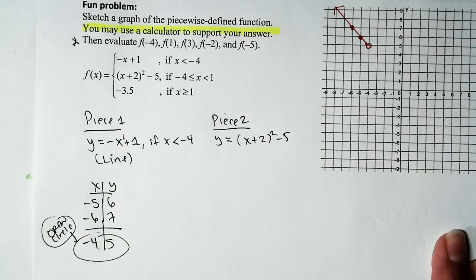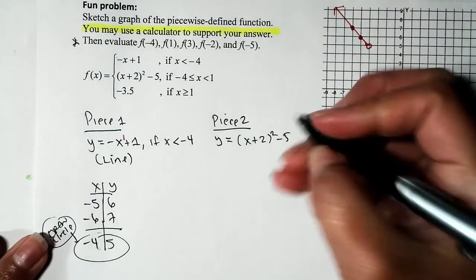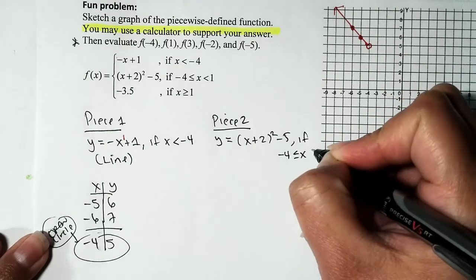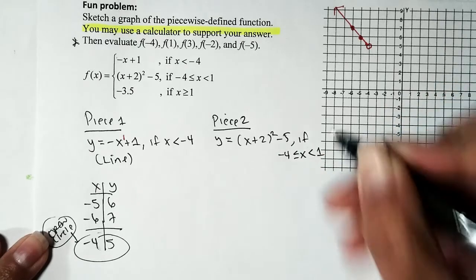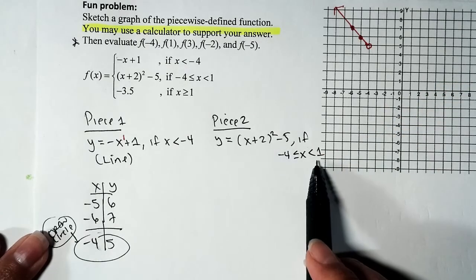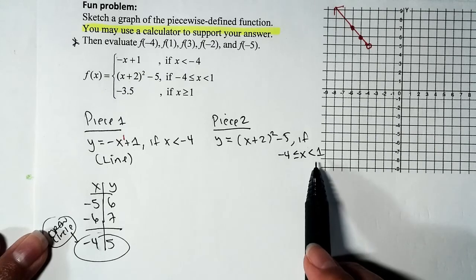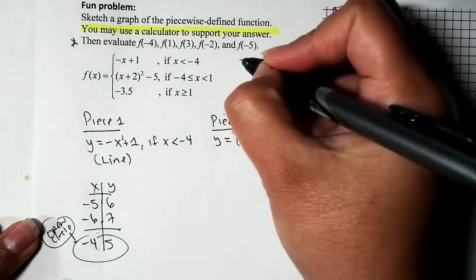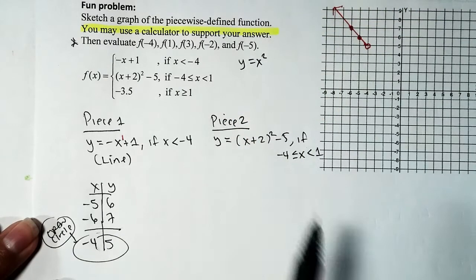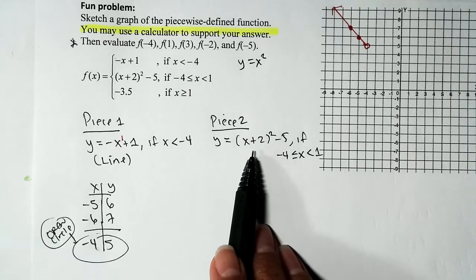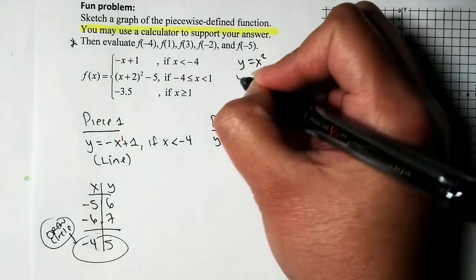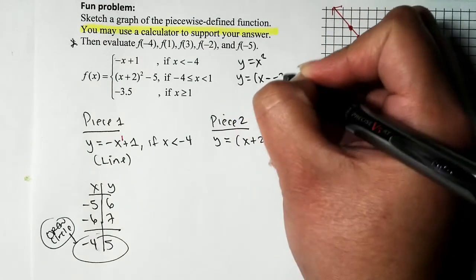Okay, so let's do this. The domain: if -4 is less than or equal to x, and that is less than 1. So in short, for values between -4 and 1, where -4 is included and 1 is excluded. This comes from the graph of y equals x squared. Remember, horizontal shifts are given in the form f of x minus c, so we need to write this as a subtraction problem. We'll write this as x minus negative 2.